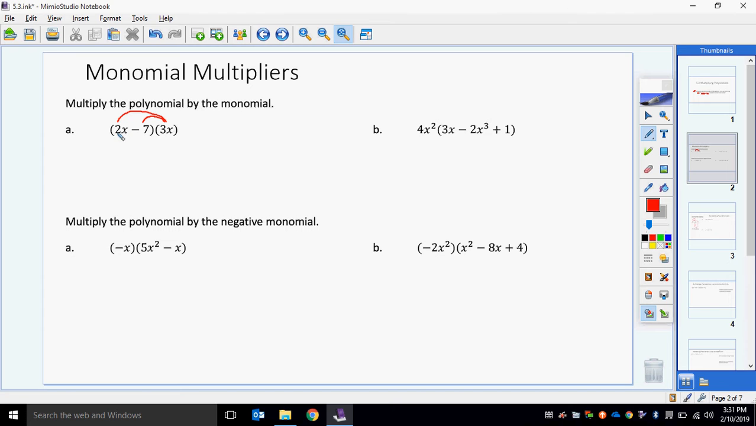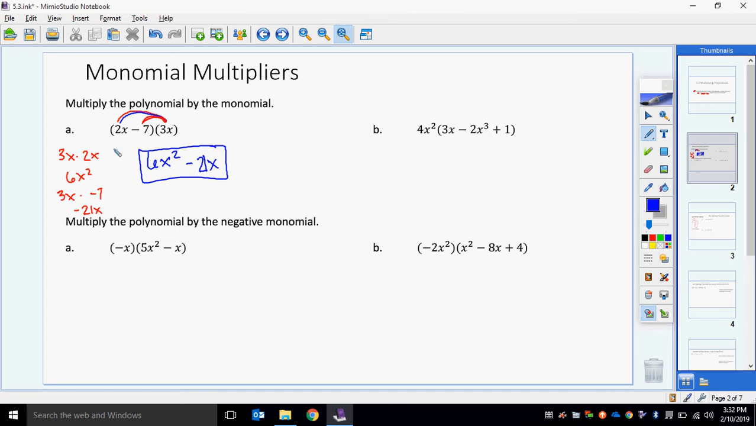So 3x times 2x, if you can imagine what that looks like over here on the side, 3x times 2x. Well, 3 times 2 is 6, and x times x is x squared. So when I multiply those two terms, I get 6x squared. And my next one, I have a 3x times a negative 7. So I'm just going to multiply the numbers, and I get negative 21, and it's being multiplied times x, so I get negative 21x.